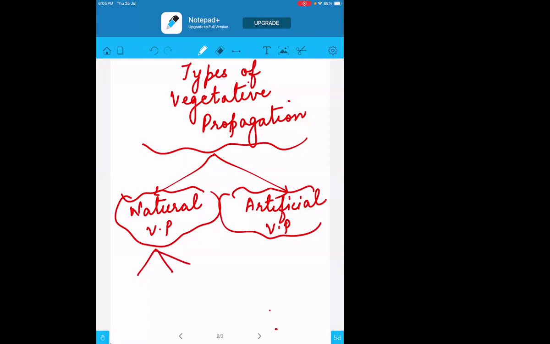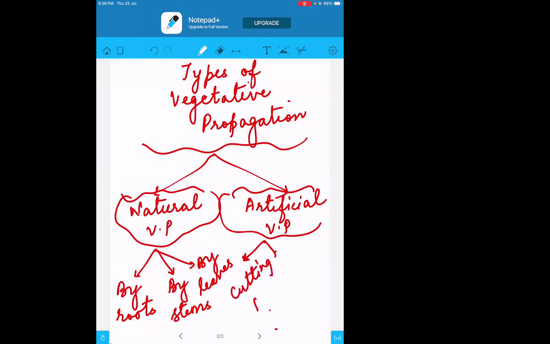Now in the case of the natural, three different types are there. The first one is by the roots, the second by the stems, and the third by leaves. So three different methods are there under the natural vegetative propagation: by roots, by stems, and by leaves. And for the artificial, again, three are there. The first is cutting, the second is layering, and the third is grafting. So this flow chart we will be learning in detail. Note this down, then we will go to the next one.